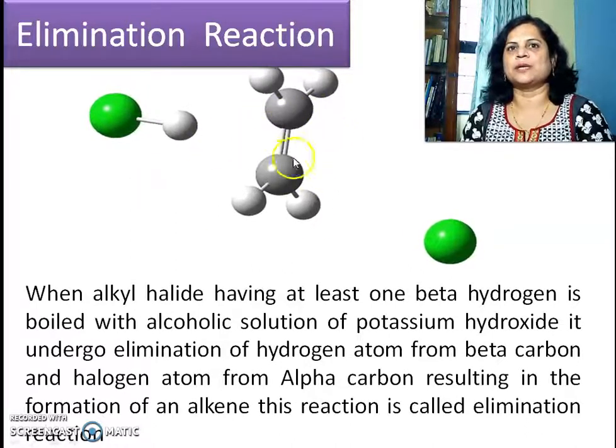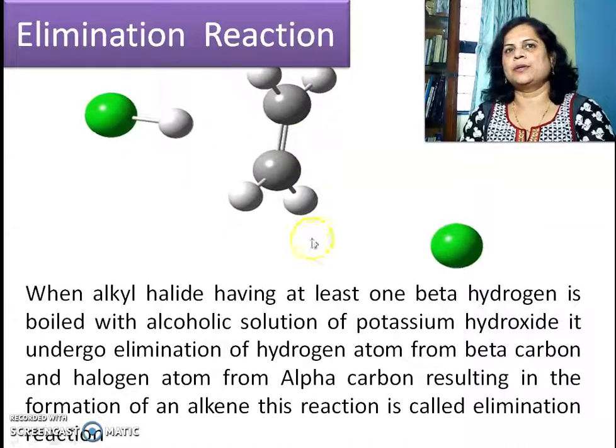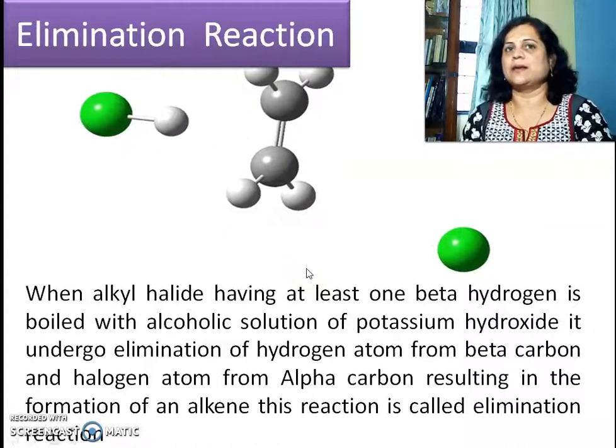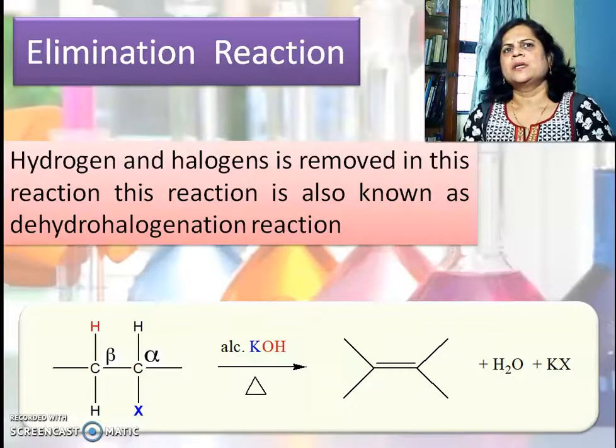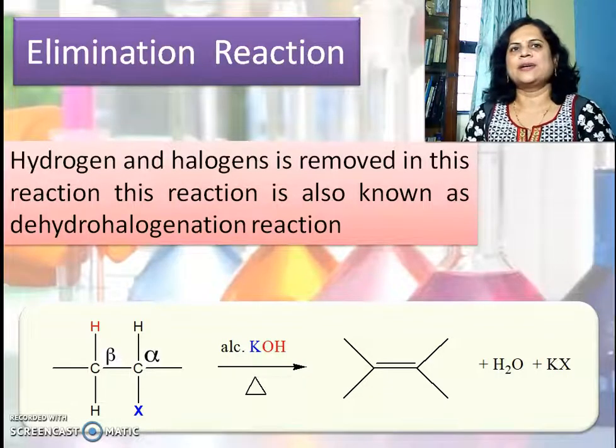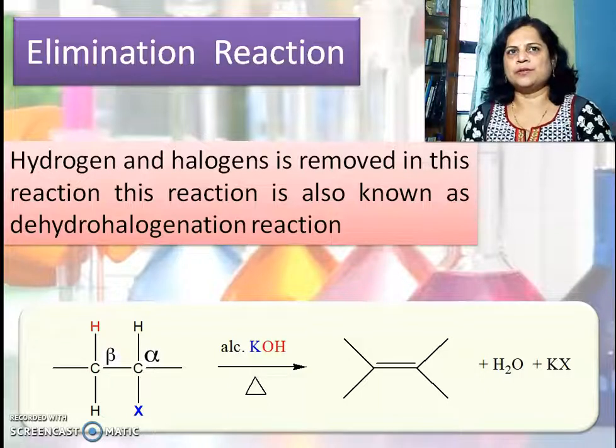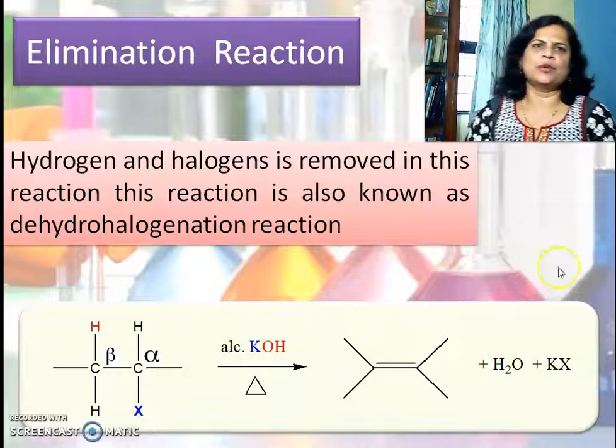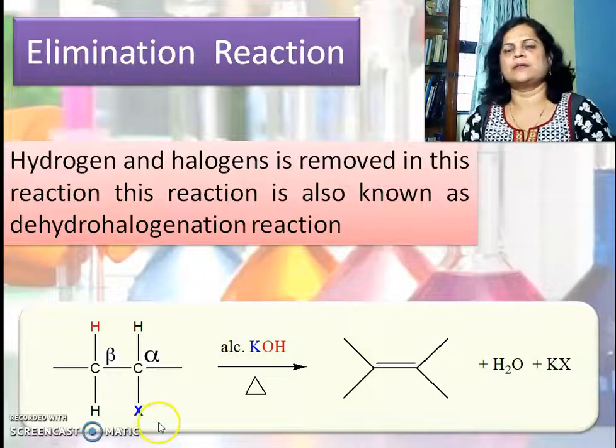in between the two carbon atoms, and as a product we get alkenes. This type of reaction is also called a dehydrohalogenation reaction, because removal of hydrogen and halogen takes place. So for the removal of hydrogen and halogen, what do we require?